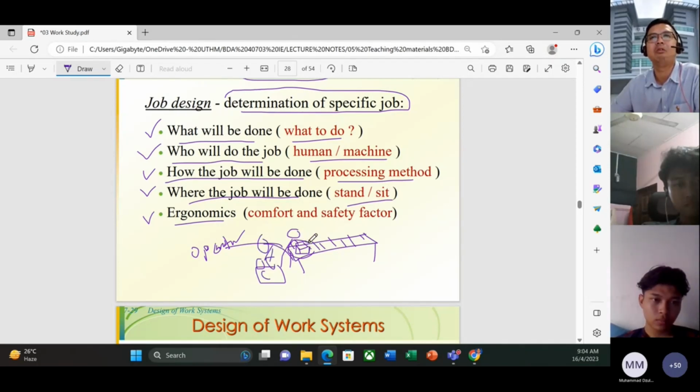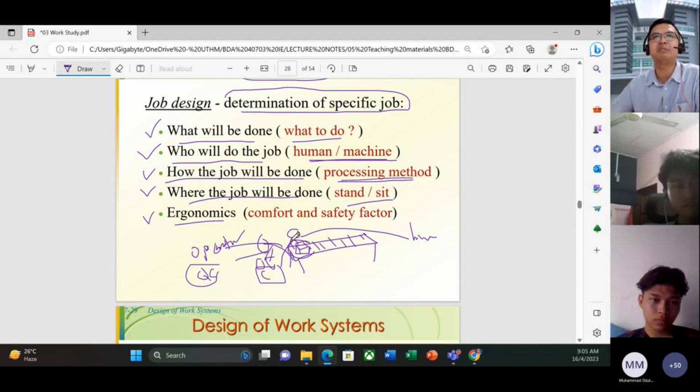and conveyor packing or QC inspection, for example. I give it a QC lah, QC inspection. Okay. So first thing, what to do? This is the normal job description: picking a box from the floor and taking the box for the QC inspection. And who will do it, human or machine? Totally by human.